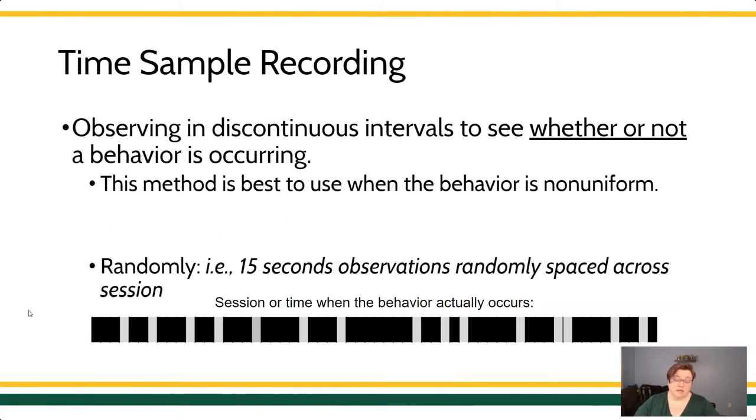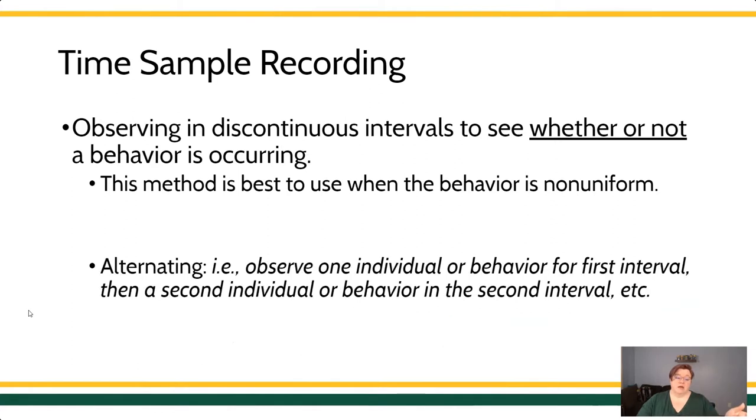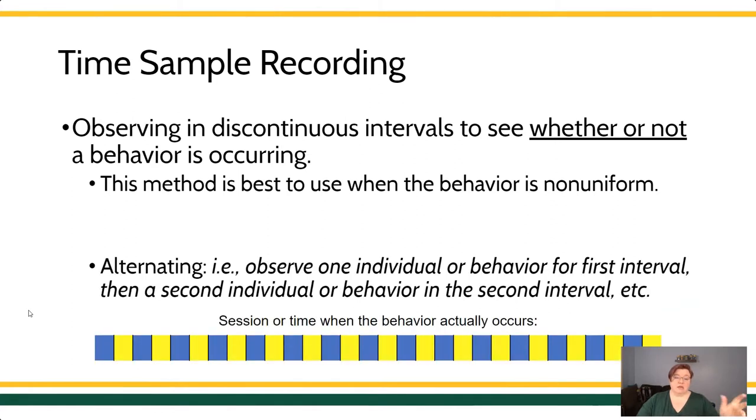Another way that time sampling occurs is, like I said, when you're alternating between clients. So what I'm showing you on screen here is a colored display of switching between different clients. We've got a larger session that we're breaking up into time blocks or intervals, and maybe I observe client one and then switch to client two, then go back to client one, then switch to client two. As the observer, I'm watching for the whole time.